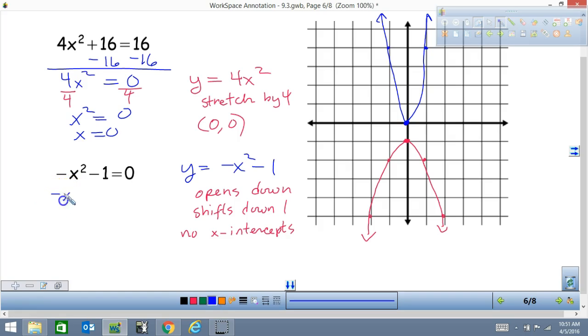This is negative x squared equals 1 when I add 1 to both sides, or x squared equals negative 1. Well, x squared is always positive. It will never equal negative 1.